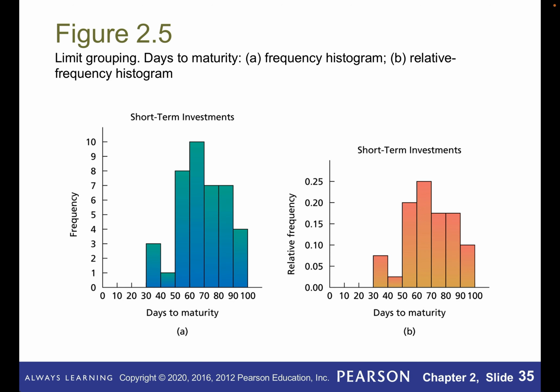Here in figure 2.5, remember we looked at the investments and the number of days to maturity for the investments. We've got a frequency histogram and a relative frequency histogram. Where the bar is located indicates where that class starts and where it ends. So this class started at 30 and ended at 40, well, ended at 39, actually, in the first class. And again, we see a similar picture with the relative frequency histogram.